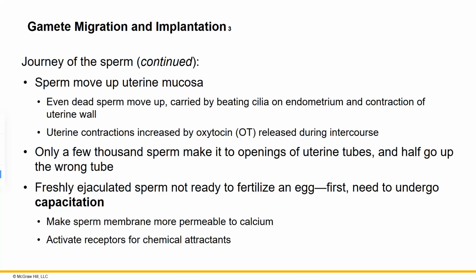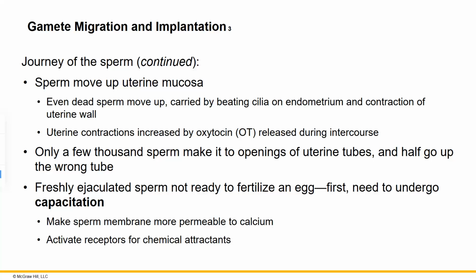Sperm move up the uterine mucosa. Even dead sperm can move up because the cilia inside of the fallopian tubes are constantly moving them up, and the contraction of the uterine wall. Uterine contractions are increased by oxytocin released during intercourse. Only a few thousand sperm make it to the openings of the uterine tubes, and half go up the wrong tube. Remember, typically we only ovulate from one follicle, from one follicle out of the 2 ovaries. So about half of the sperm will go all the way up the wrong fallopian tube when they really needed to go up the other fallopian tube toward the ovulation event.